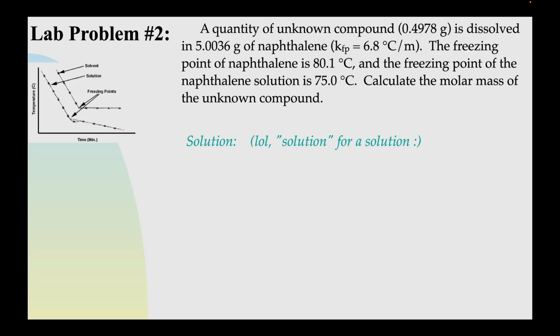Here's another example that might be kind of helpful. In this problem, we have an unknown compound, 0.4978 grams. It's dissolved in 5.0036 grams of naphthalene, which has a freezing point constant. Now, normally naphthalene freezes at 80.1 Celsius, but in this case, the solution is lowered to 75.0 degrees Celsius, and we want to calculate the molar mass of this unknown compound.